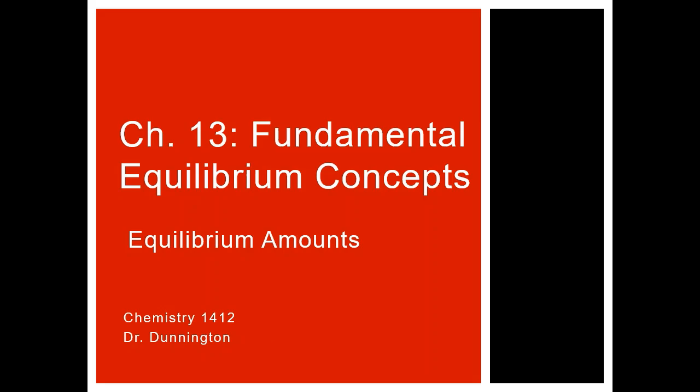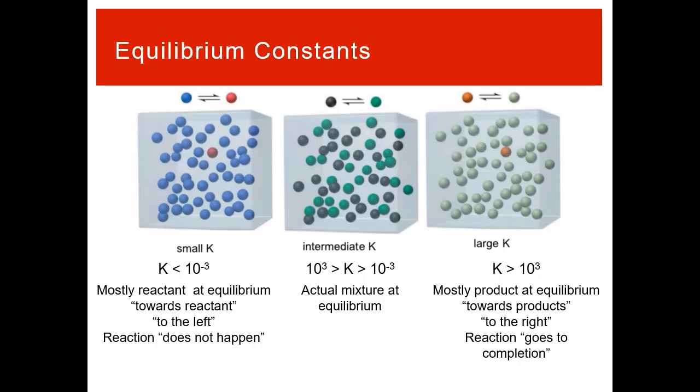Now we want to talk about actually computing the amounts of reactants and products at equilibrium. We've talked a lot about the value of the equilibrium constant and this characterization of the equilibrium via the equilibrium constant. That value, that number, really describes the amounts of reactants and products at equilibrium. We said the equilibrium constant is always positive, so the range is basically 0 to infinity.